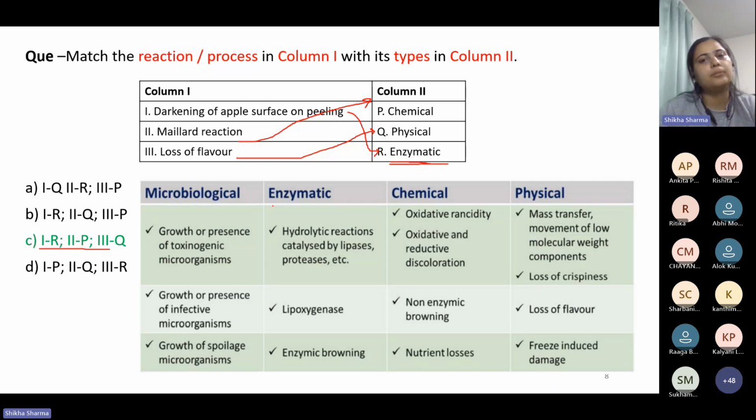There are different processes which can be characterized as due to microbial changes, enzymatic changes, chemical changes, or physical changes. In the microbial changes, there will be growth of toxic substances, where the microorganism, either an infectious microorganism or a spoilage-causing microorganism, produces them. They basically grow, and because of their presence, food may get infected.